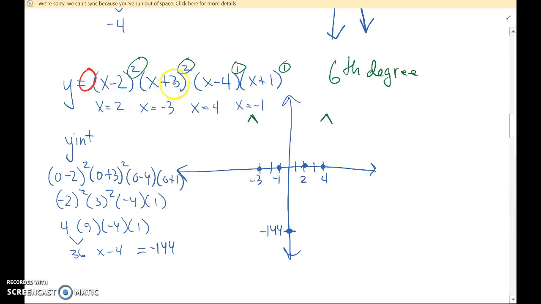So I know it's going to bounce at -3. So when I come down to -3, I need to bounce. Again, we don't know how high it's going to go up, but this is just a sketch. I know that it's going to go down through -1. It can't cross the y unless it goes through the y-intercept. At 2, it's also going to bounce, and then at 4, it's going to cross. And so there is our 6th degree polynomial with 4 roots. I hope these examples helped.